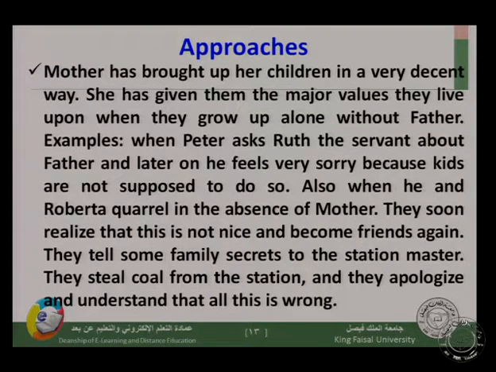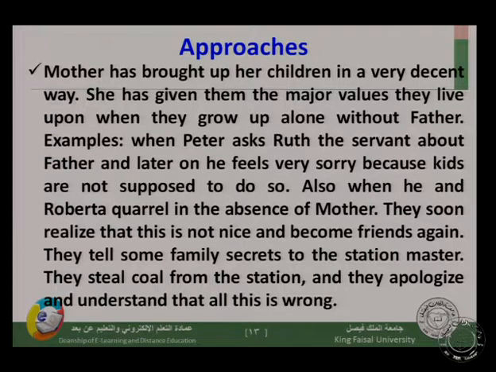Mother has brought up her children in a very decent way, though she doesn't work. She does not have a profession. And we also do not have any clue in the novel as to whether or not she has received any form of education. But she is very wise and she is very cultured. She reads a lot, she writes a lot, she understands a lot, and she brings up her children in a very good way. She has given them the major values they live upon when they grow up alone without father.